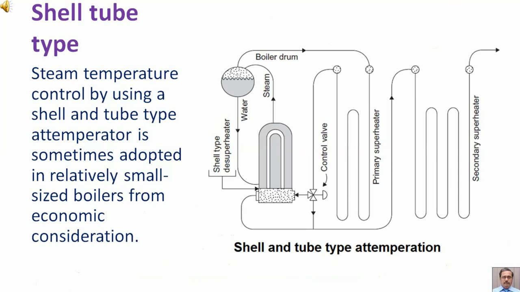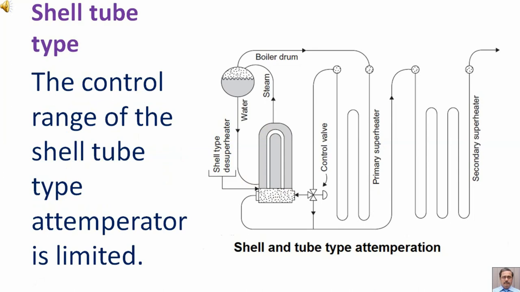Steam temperature control by using a shell and tube type attemperator is sometimes adopted in relatively small size boilers from economic consideration. The control range of the shell tube type attemperator is limited.